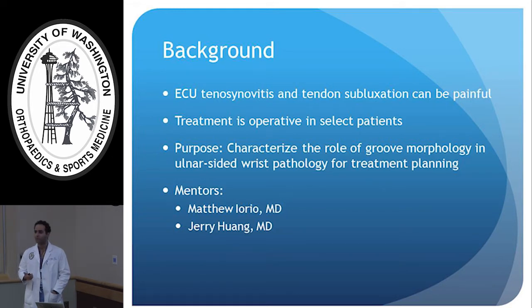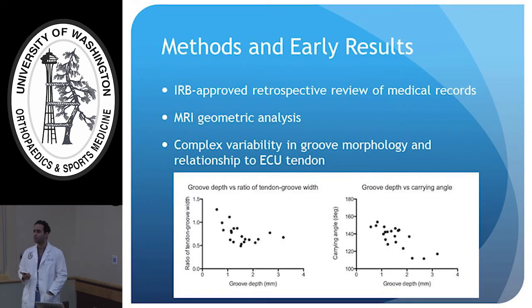So at this point, we're continuing to build our database of patients who have wrist pathology, and ultimately we'd like to be able to tease out those whose morphology relates to ulnar-sided pain, whether that's from ECU irritation or subluxation, or patients who might have an injury to their triangular fibrocartilage complex, for instance.